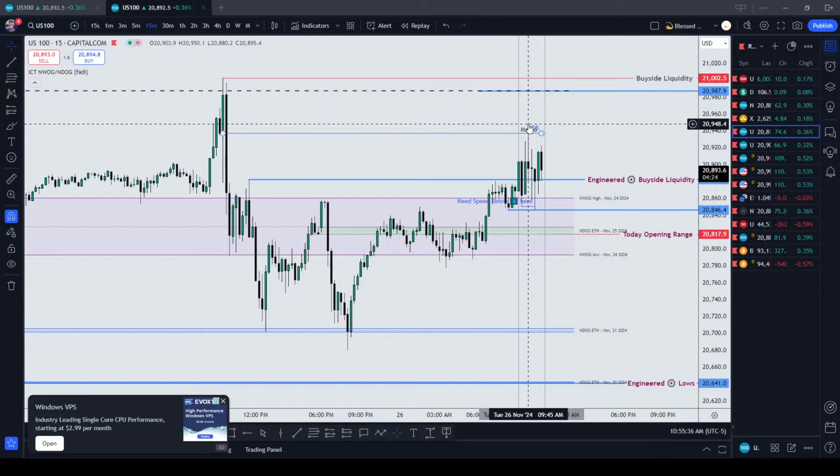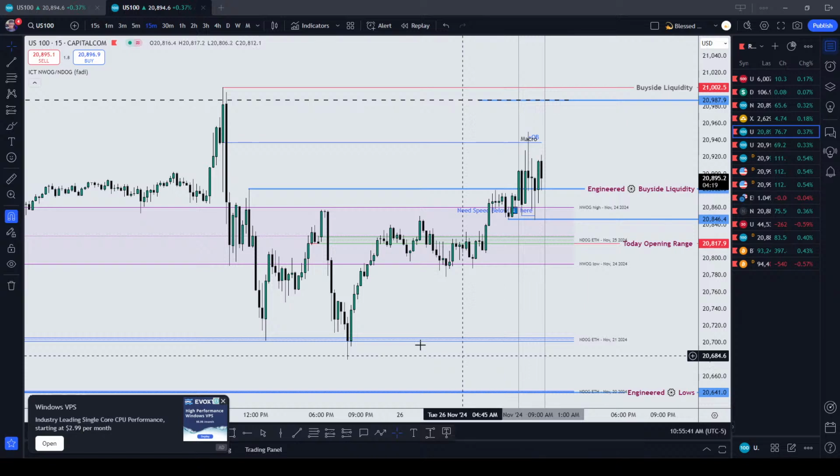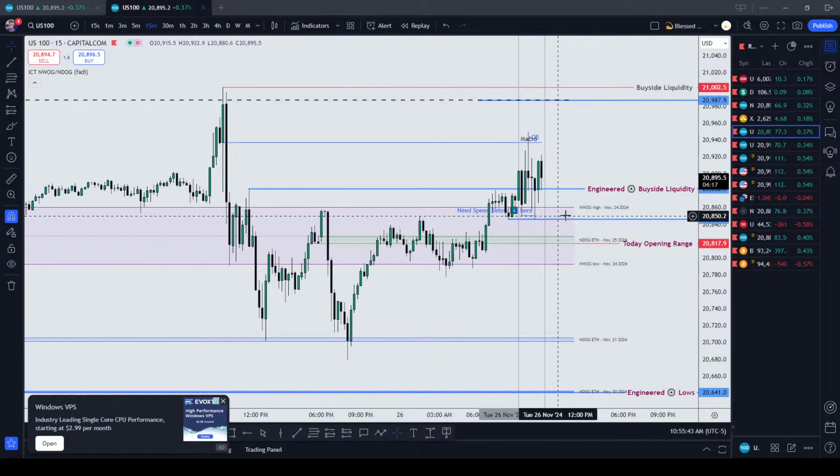Let's say we tapped into a higher time frame PD array, then a displacement down in our direction like this, taking out places like this, and that is all. We should be done, not hanging around like this. That's not what we're looking for.